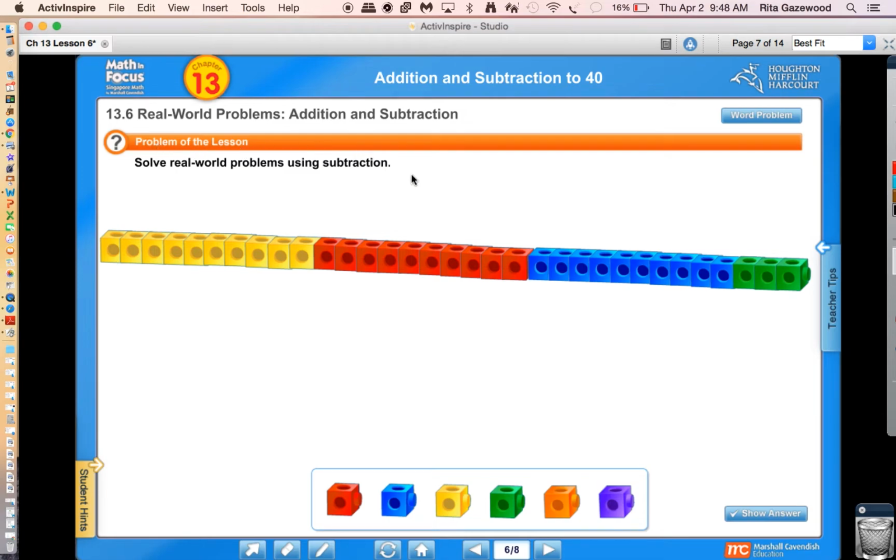Problem of the lesson. This is our big challenge problem for the lesson. We're going to solve real-world problems using subtraction. So let's listen to the problem.